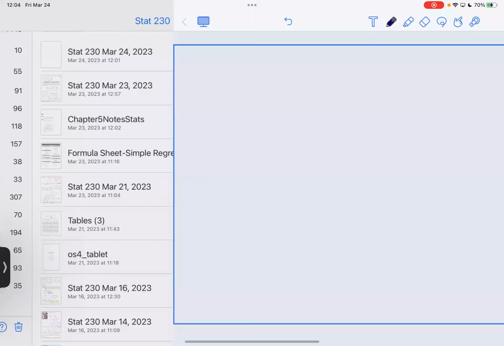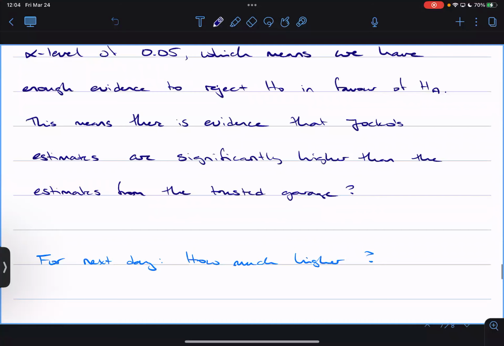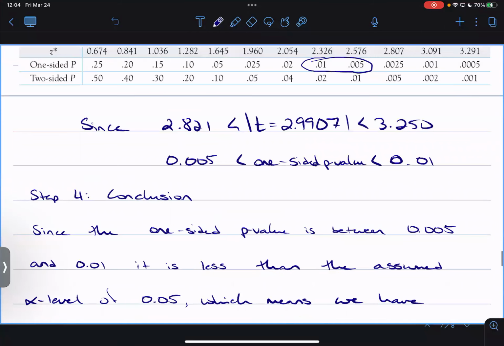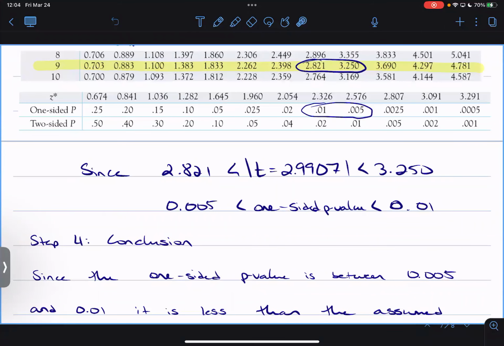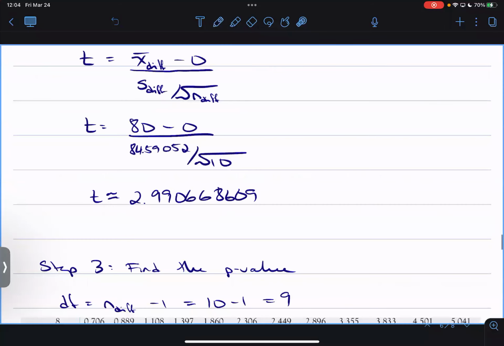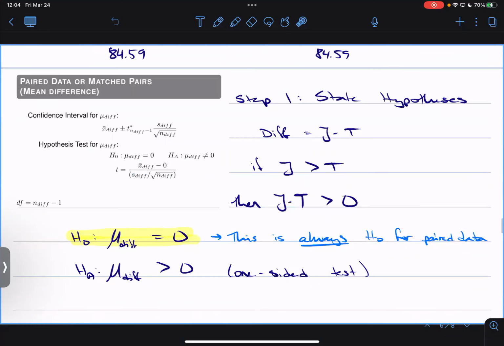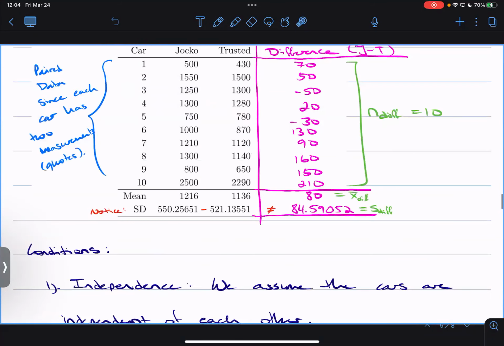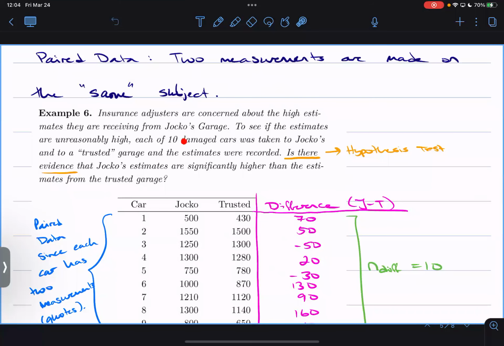I didn't write it down in our class, but I wrote it down after, because we were doing a hypothesis test for, what was it about? Oh, Jocko's Garage, that scoundrel. We wanted to know if Jocko's estimates were significantly higher than the trusted garage. And so then we have paired data. So we introduced this idea of a special case of two samples, but now they're paired, right? And so then we analyze the differences.